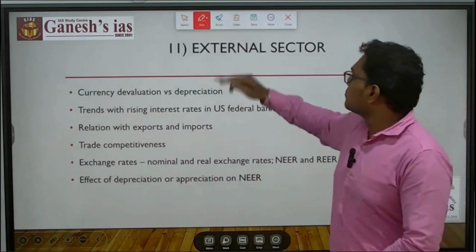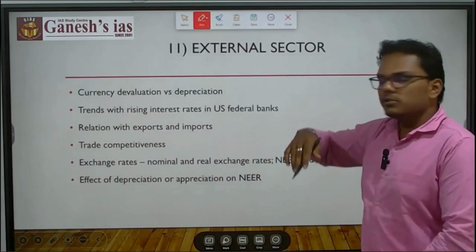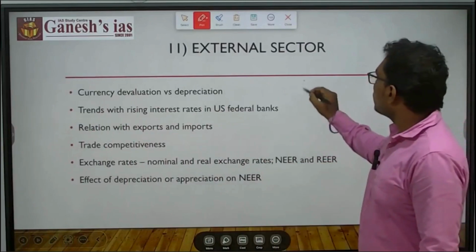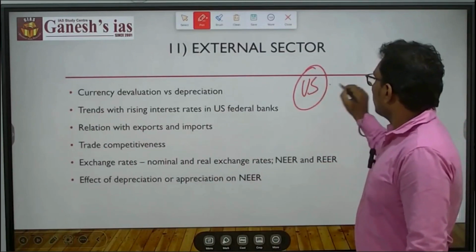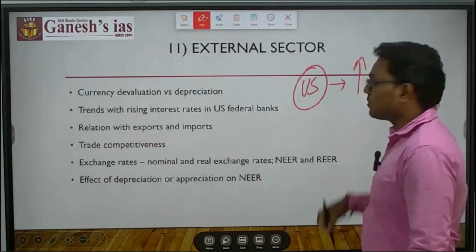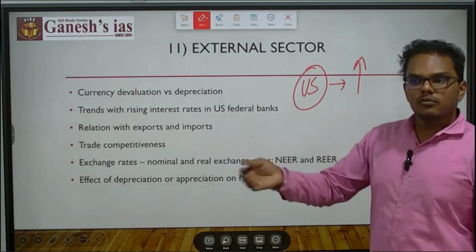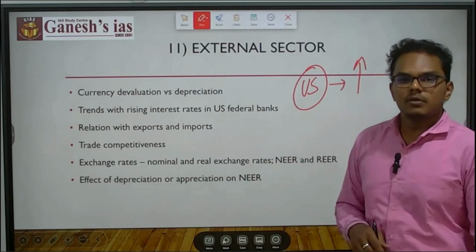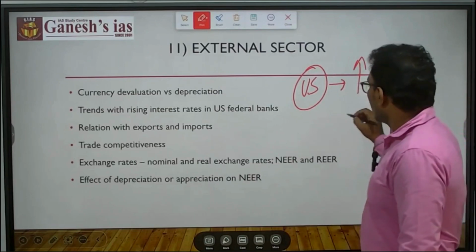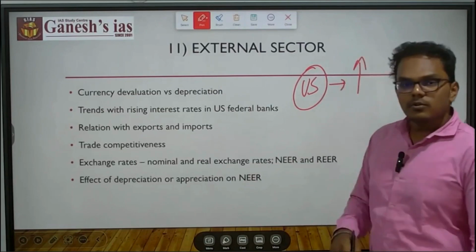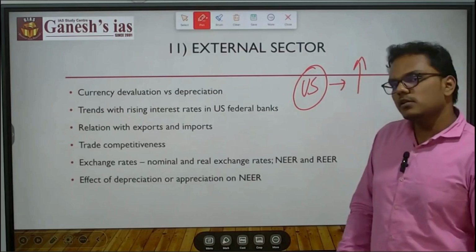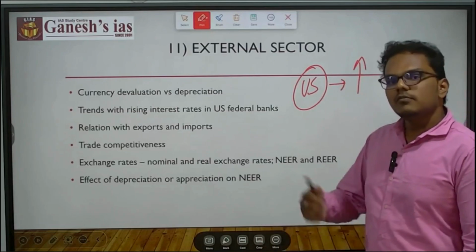And then this question was also asked: trends with rising interest rates in the US Federal Reserve. Assume that the US Federal Reserve is increasing the interest rate. So naturally what will happen? It is incentivizing investors to come and invest in the US economy. In the US economy you can invest only in dollars. So naturally what will happen? Your demand for dollars will go up.